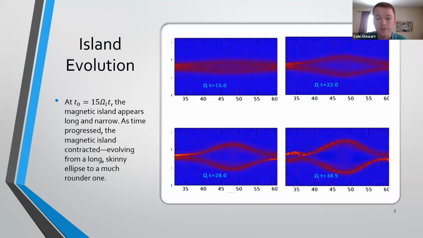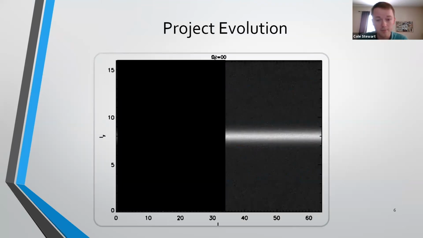As time progressed, the magnetic island contracted, evolving from an elongated ellipse to a much rounder one, as displayed with these images on the right. It is better explained with the following animation.